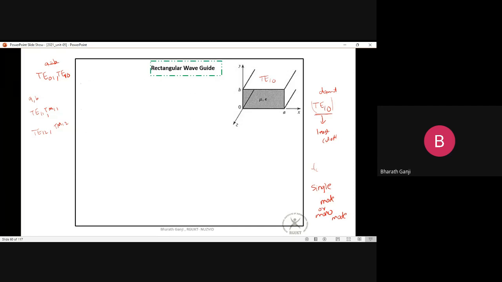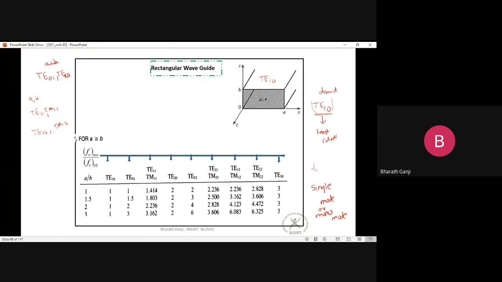So to know that, I'll take a scenario here. The condition we take here is A greater than B. So always A is greater than B. So the dominant mode is the TE10 mode only. Here I am taking different A/B ratios. I'll take a ratio where A/B is exactly equal to 1. A/B equal to 1 means it is a square waveguide.